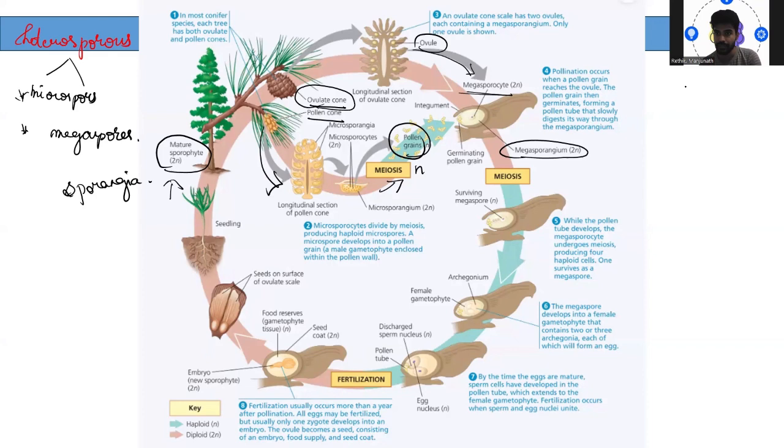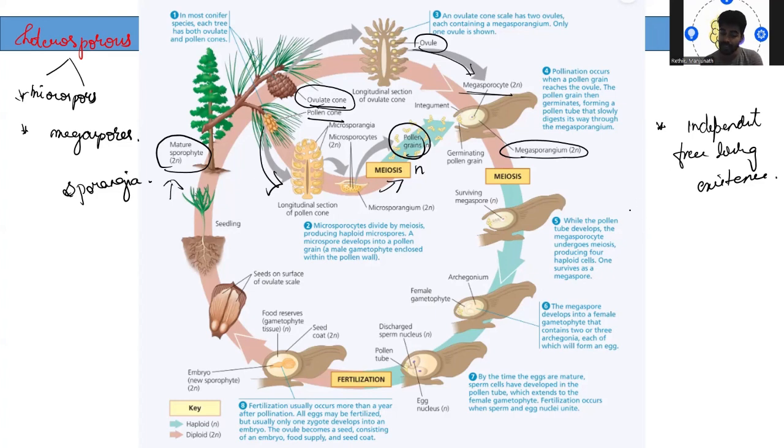Clear. There is another very important point here. Unlike the bryophytes or the pteridophytes, in the gymnosperms, the male and female gametophytes do not have an independent, free-living existence. That means they normally remain within the sporangia, and they are retained on the sporophyte.